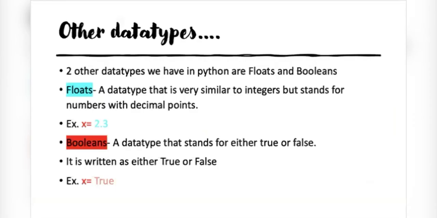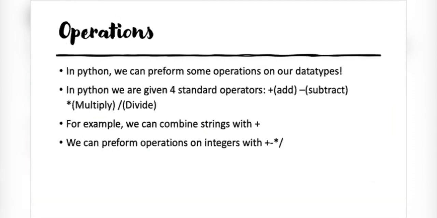So here's a little bit more about floats and booleans again. In Python, we can also perform operations on our data types. We have 4 standard operators: the plus for add, minus for subtract, multiplication via the star, and dividing via the slash. We can use these, and they're quite useful in many ways. For example, we can combine different strings with a plus. You can perform operations on integers, such as making a calculator by using plus, minus, and the star and slash for math.